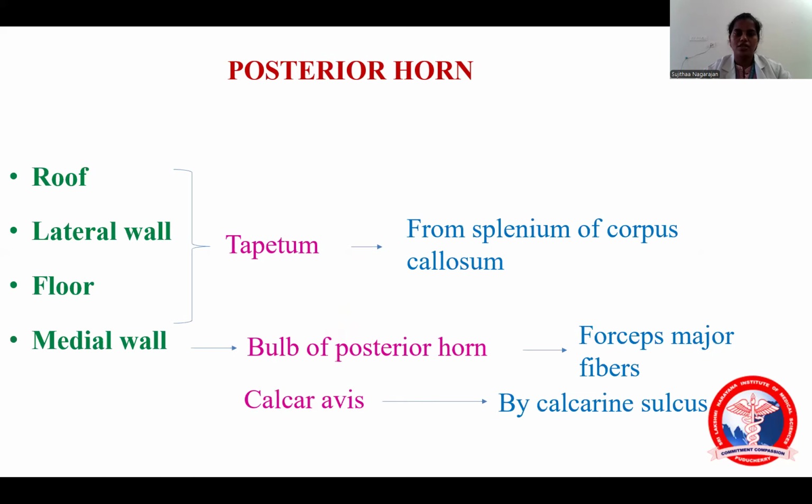Now, the posterior horn: the roof, lateral wall, and floor are all formed by the tapetum. So the tapetum is derived from the splenium of the corpus callosum. The medial wall is formed by the bulb of the posterior horn that is produced by the fibers of the forceps major. Then we have the calcar avis, which is produced by the calcarine sulcus.